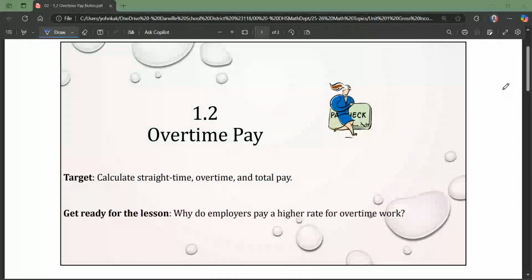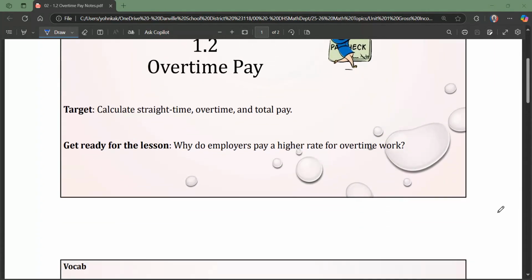Today we're going to learn how to calculate straight time pay, which we already learned, overtime pay, which we're going to learn today, and then total pay. So to get ready for the lesson, why do employers pay a higher rate for overtime work? Why do they pay a higher rate for overtime work?